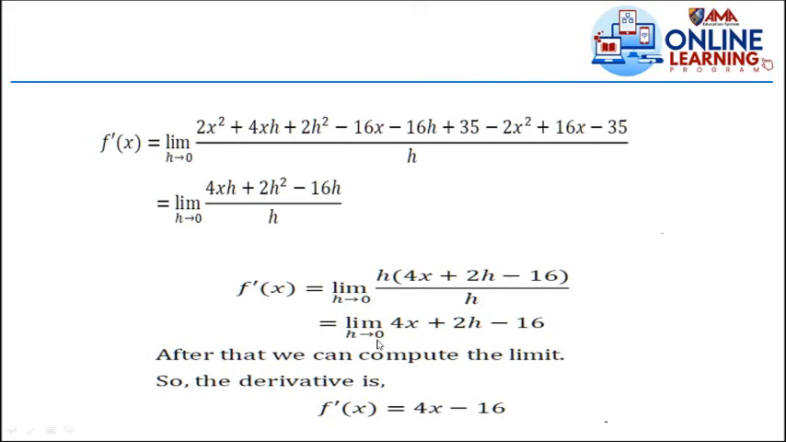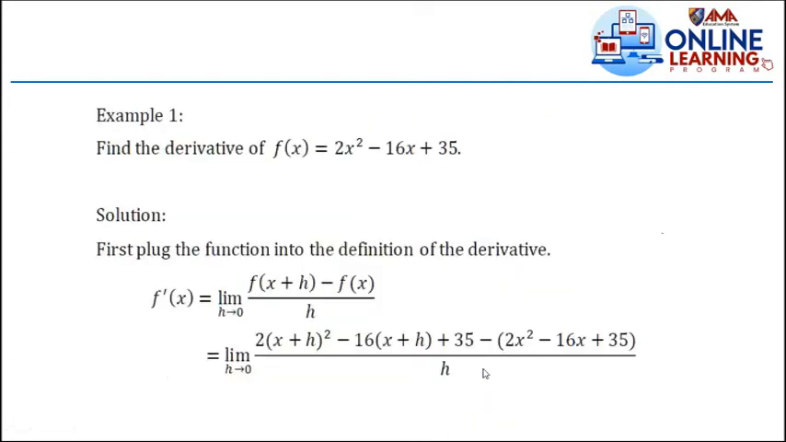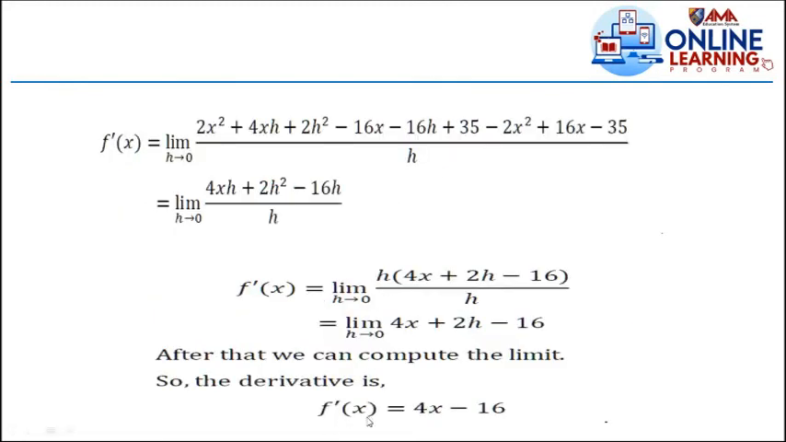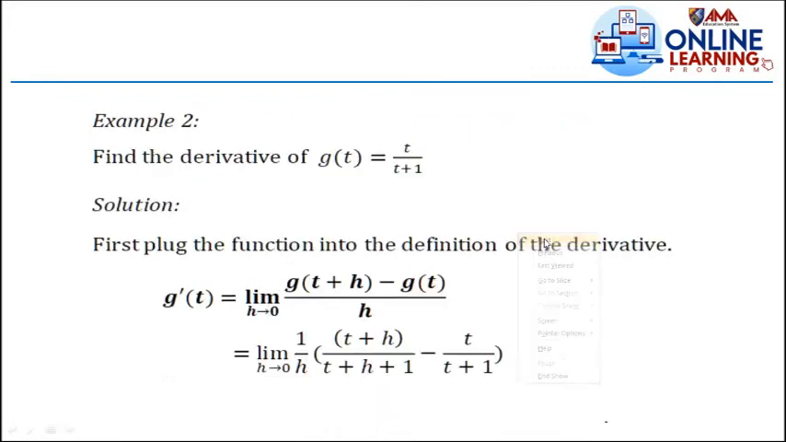As h approaches 0, so ito magiging 2 times 0, we have 0. After that, we can compute the limit. So the first derivative, the first function of x, will be 4x minus 16. So that is our answer. So from our original equation, 2x squared minus 16x plus 35, if we're going to get the first derivative, or the first function of x, we're going to have 4x minus 16.